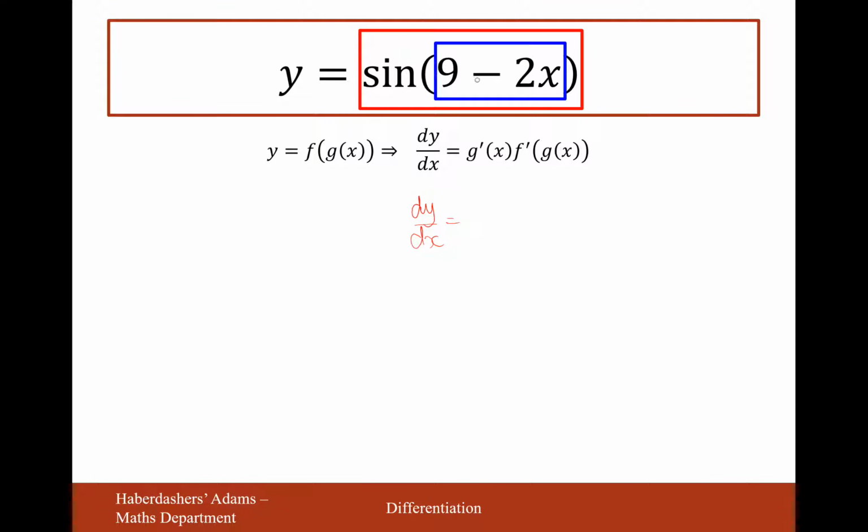It's always inside then outside. 9 minus 2x we differentiate to minus 2. And the sine function differentiates to cos. So it's going to be cos of that inside function, 9 minus 2x. So that's the answer to this question.